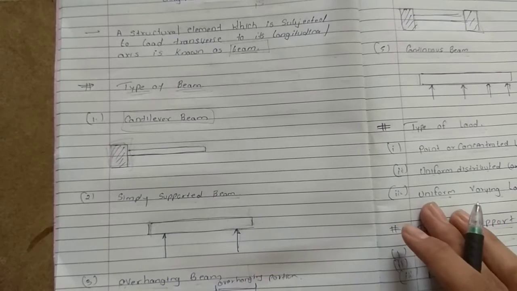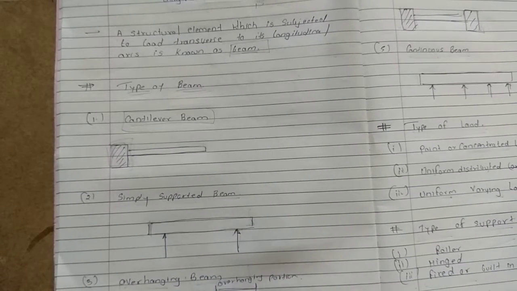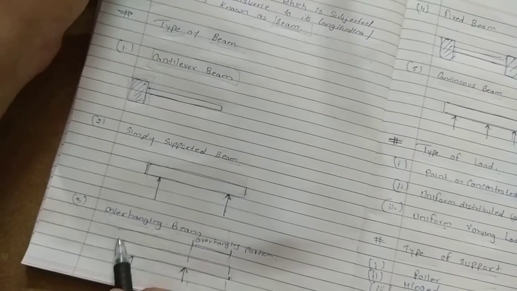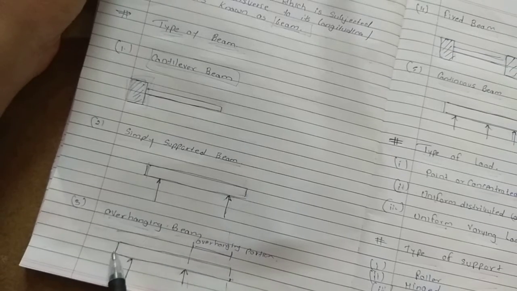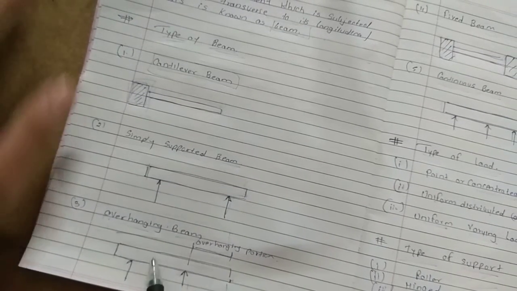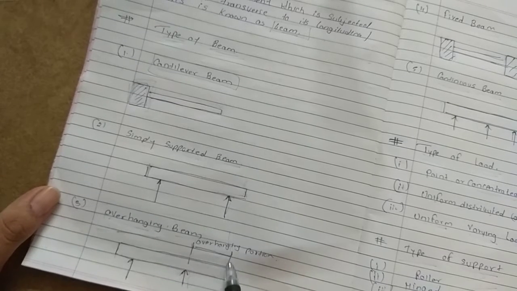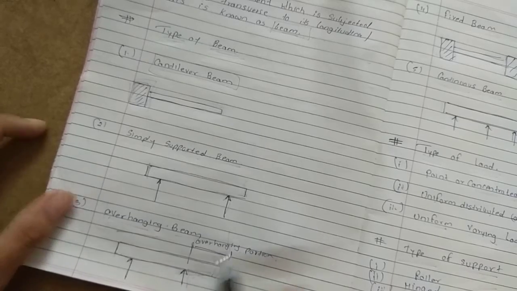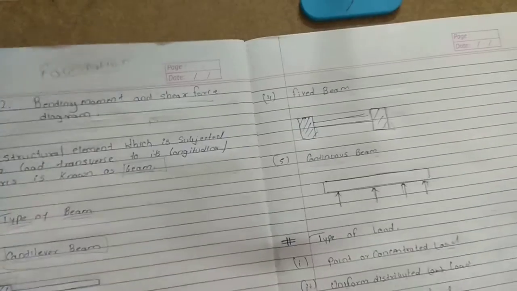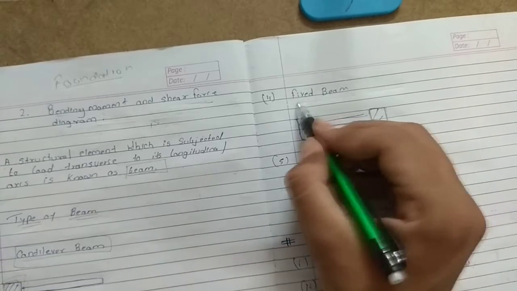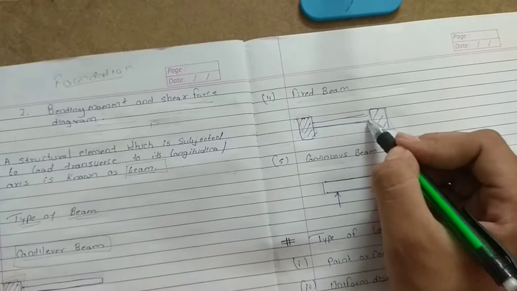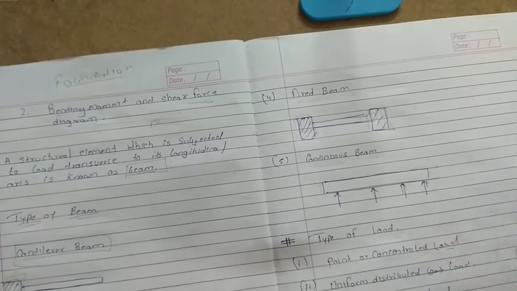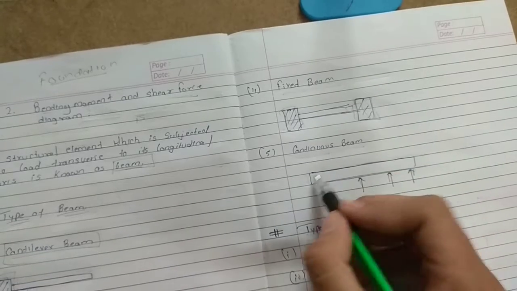Now third is the overhanging beam. Suppose this is a beam, and there are two supports, and this portion of the beam is just overhanging. Such a beam is called an overhanging beam. Next is the fixed beam. A beam whose both ends are fixed is called a fixed beam.